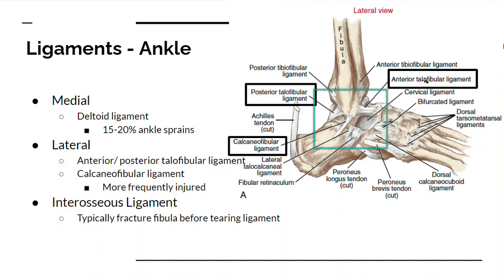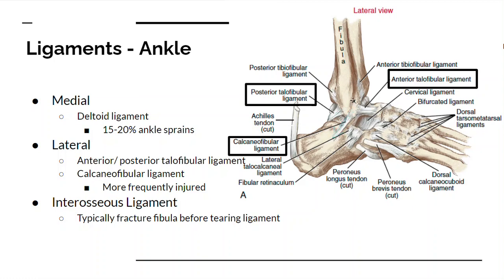And we have the anterior talofibular ligament, the posterior talofibular ligament, and the calcaneofibular ligament. And again, their names say where they go. Anterior is on the front part of the fibula, from the fibula to the talus. Posterior is from the posterior on the fibula to the talus, and calcaneofibular goes to the calcaneus.